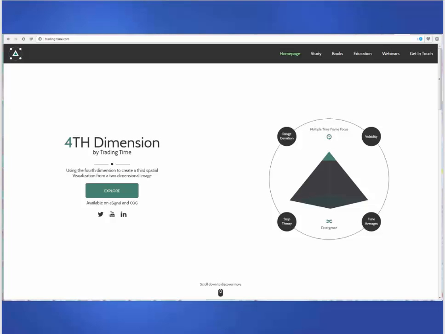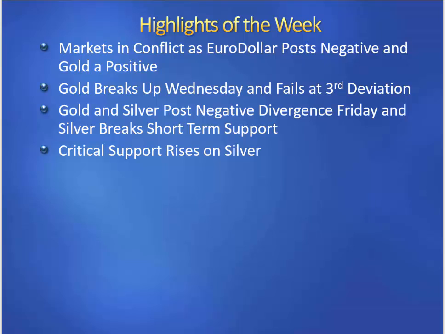Sean here. Gold and silver plus the dollar. Highlights of the week. The markets were in conflict because we'd had that euro dollar negative and we'd have a gold positive as well. So it's unlikely that both of them can be correct. Gold did break up on Wednesday and then failed at the third deviation. But then on Friday, both gold and silver posted negative divergence, and silver broke its short-term support. And critical weekly support has risen on silver.